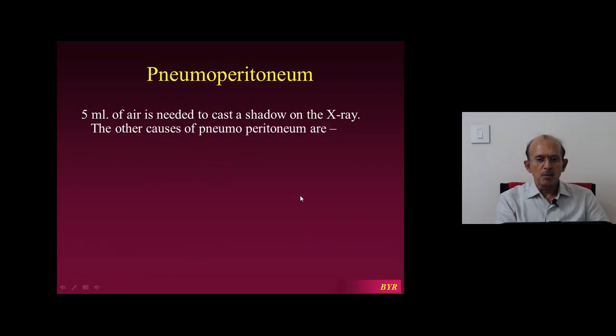I will tell you a few points about this pneumoperitoneum, that means air in the peritoneum. 5 ml of air is needed to cast a shadow on the X-ray. If there is a small perforation and the patient leaks only about 1 to 2 ml of air, then the air shadow is not seen. Some of the fancy examiners will be asking all these silly questions. That is why I am putting all this data here.